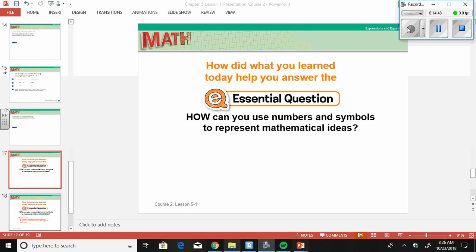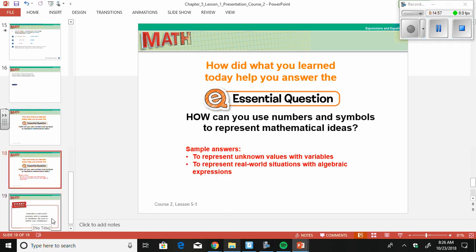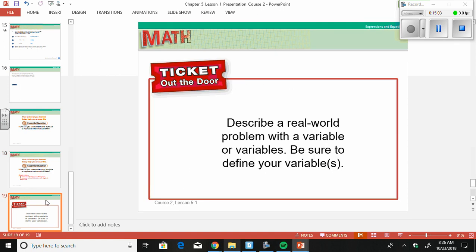So how did what you learned today help you answer the question, how can you use numbers and symbols to represent mathematical ideas? Well, today we learned to represent unknown values with variables, and to represent real-world situations with algebraic expressions. So then you can describe a real-world problem with a variable or variables. Be sure to define your variable.